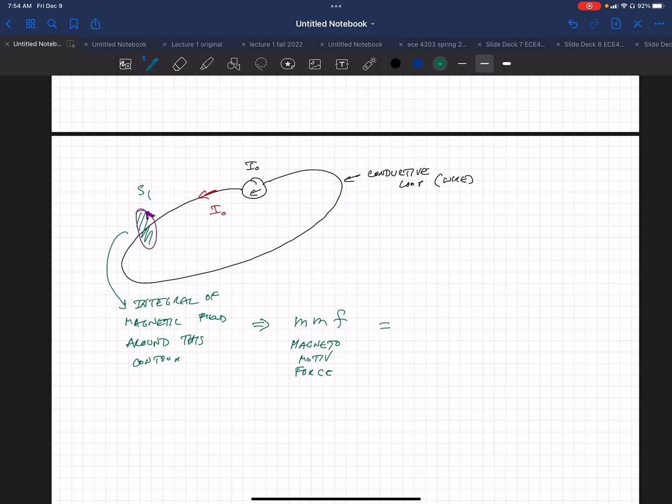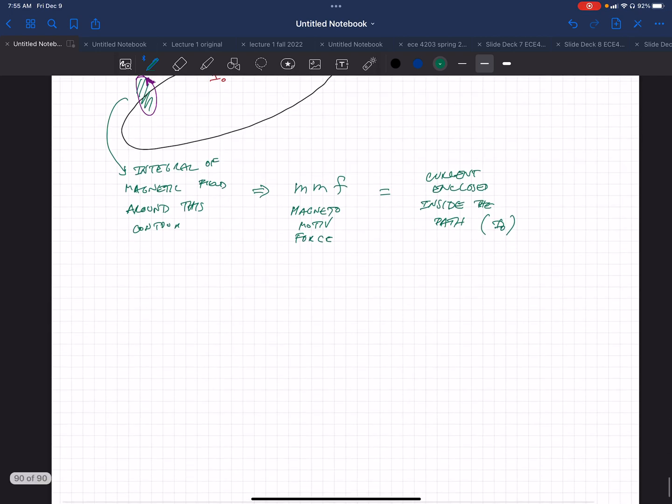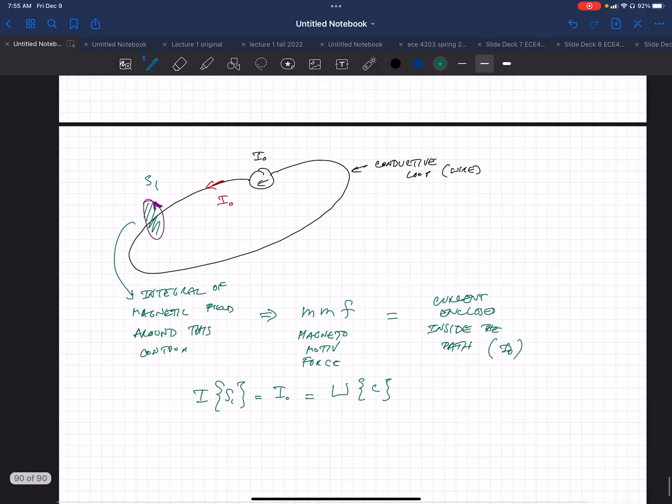And that's equal to the current enclosed inside the path. In this case, that would be I0. So the current in the surface S1 is I0, and there's a symbol for the magnetomotive force. It looks like a wide U around this contour C. So C is the loop around which we're going.